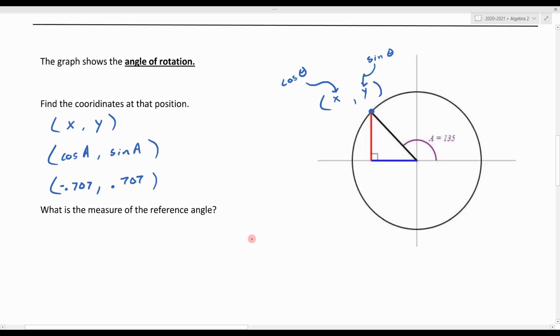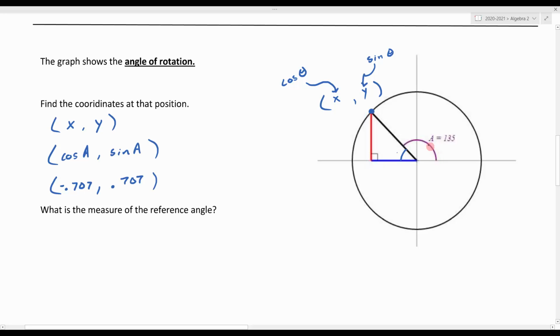All right, so that's really all there is to finding coordinates, right? Just remembering that we can find x using cosine, we can find y using sine, and then we just use those to establish the x and y values. Now it does want to know the measure of the reference angle, so remember the definition of a reference angle is the angle inside of the triangle in between the hypotenuse and the x-axis. So this is our reference angle right here.